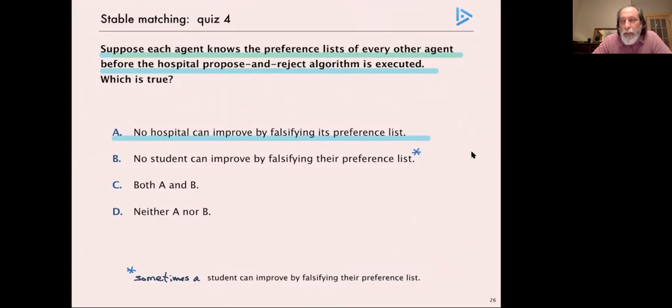Their best valid matching. So if they were to lie, they might not get their best matching, but they can't do any better. So by falsifying their preference list, they can't make things better. They are already doing as well as they can possibly do.